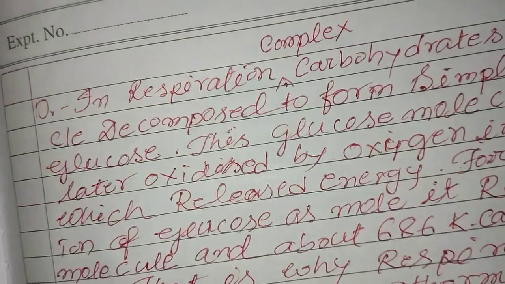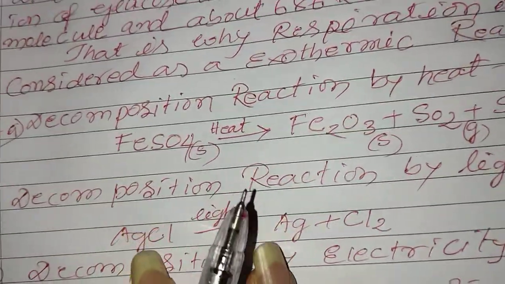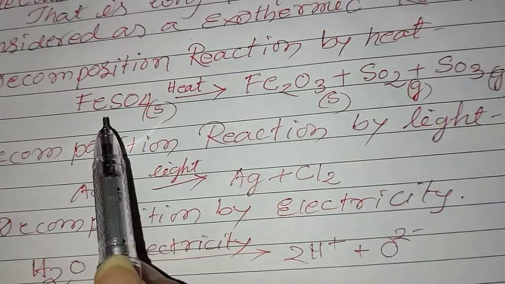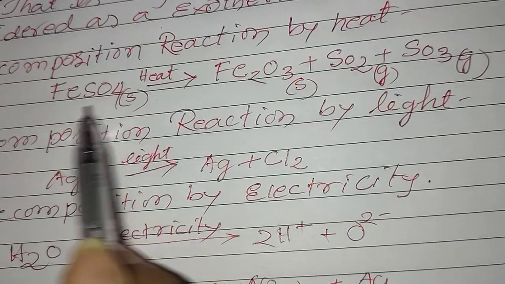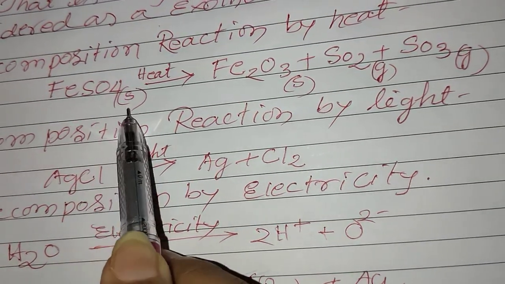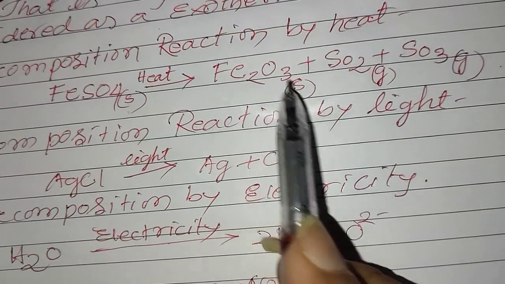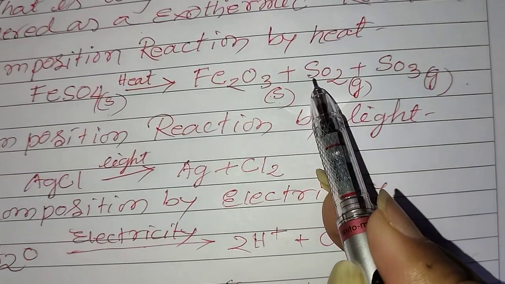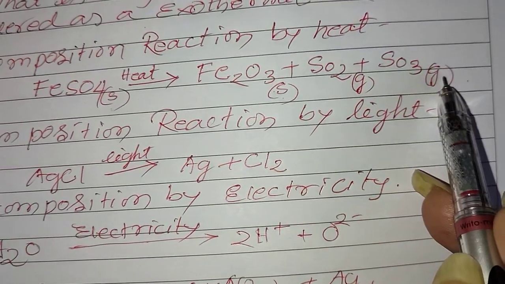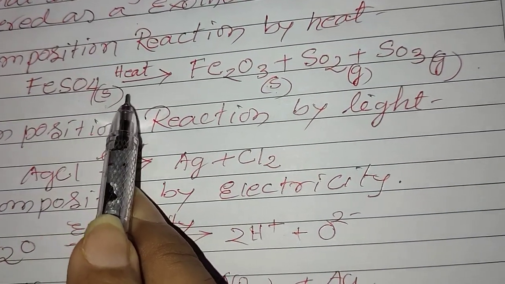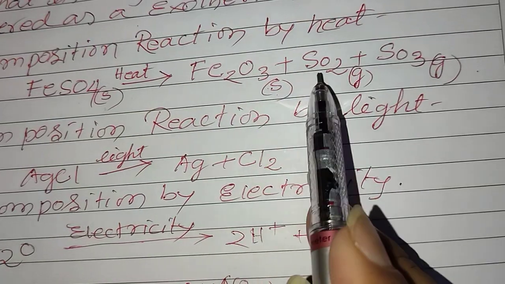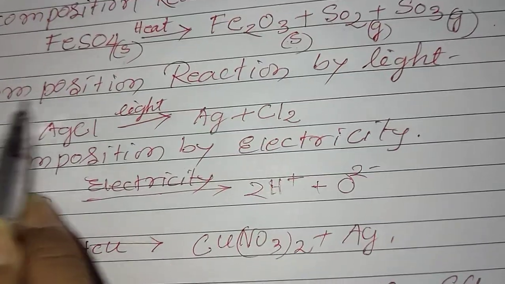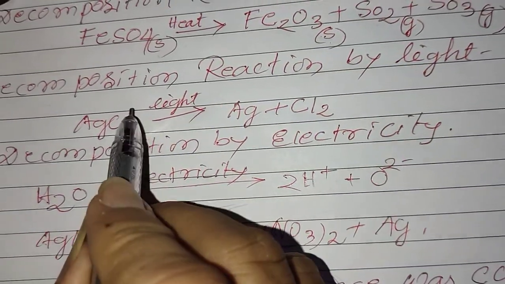You may write it. See, decomposition reaction by heat, that is ferrous sulfate. Whenever it is heated, the color of the ferrous sulfate is green. It is solid, so it forms ferric oxide, which is also solid, that is it will precipitate. Next, sulfur dioxide and sulfur trioxide, these are gases. So whenever green ferrous sulfate is heated, it forms ferric oxide, sulfur dioxide and sulfur trioxide. Next, decomposition reaction by light. Here it is sunlight.